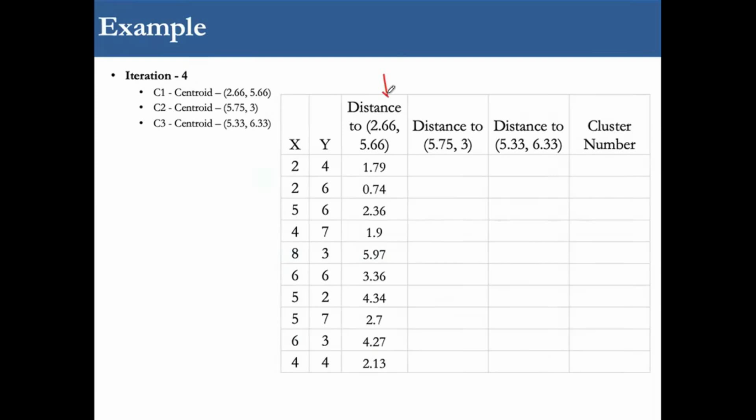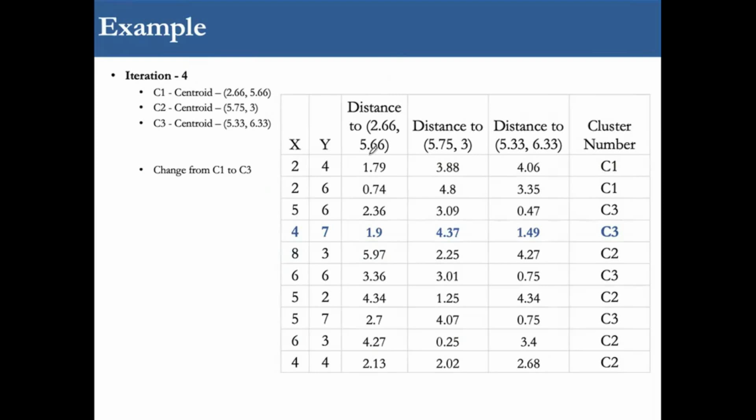So the first cluster value remains unchanged. For the second cluster and the third cluster alone we need to find out, for a particular data point, which center point is nearby. And then we'll be filling this out again. So now we get these new values. Here again, initially this data point is with C1. Now it has changed from C1 to C3. So there is a change from C1 to C3.